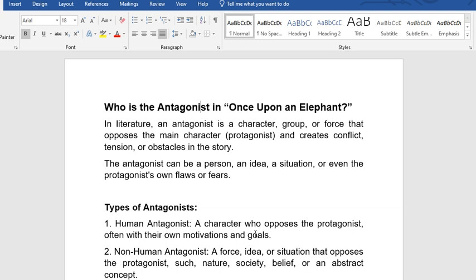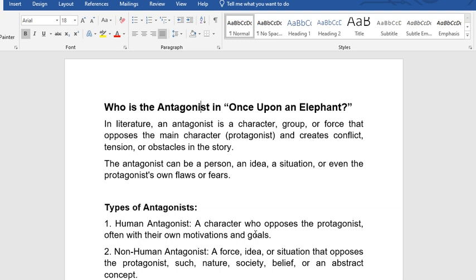I want to explain the meaning of antagonist in literature, as I did in one of my videos. I will repeat the same here so that we understand what we are doing here. In literature, an antagonist is a character, group, or force that opposes the main character, the protagonist, and creates conflict, tension, or obstacles in the story. The antagonist can be a person, an idea, a situation, or even the protagonist's own flaws or fears.